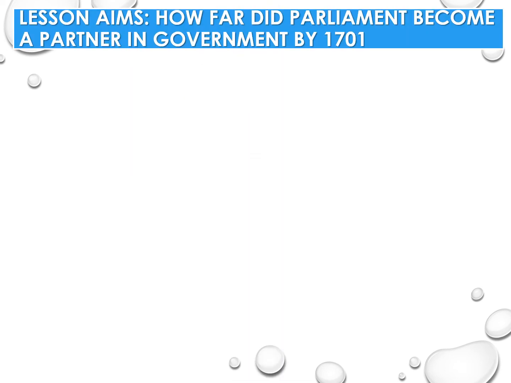The intention of this lecture was for you to decide how far Parliament became a partner in government between 1688 and 1701. But what was meant by partner? In this case, it is that Parliament was included in the decision-making process and listened to and respected, and hopefully you can see how this changed between 1688 and 1701.